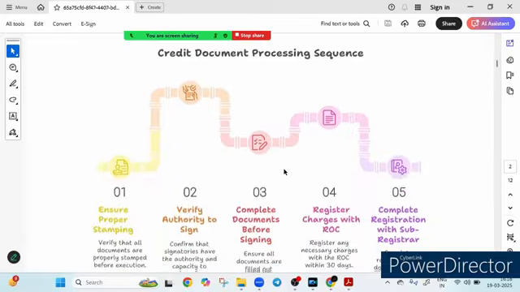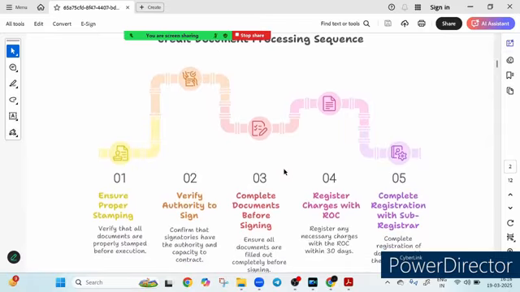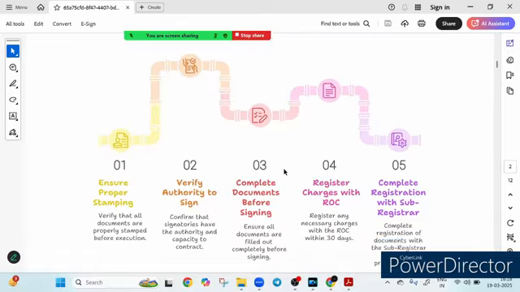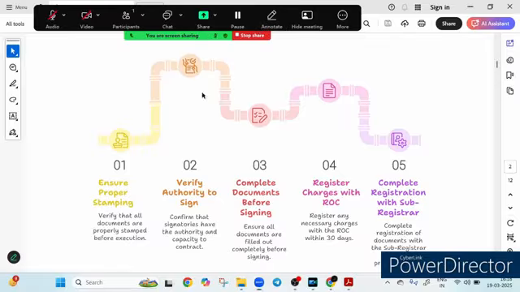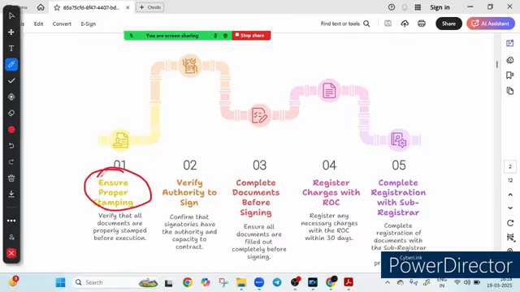Let's look at the credit document processing sequence. So friends, let's explore the credit document process sequence, a crucial path that ensures smooth credit documentation. Step number 1, as you can see, is to ensure proper stamping. Before everything else, verify that all documents are properly stamped. This is a legal must-do before moving ahead with execution. So first of all, you do the stamping. After doing the stamping, then you do the execution. That is the first point.